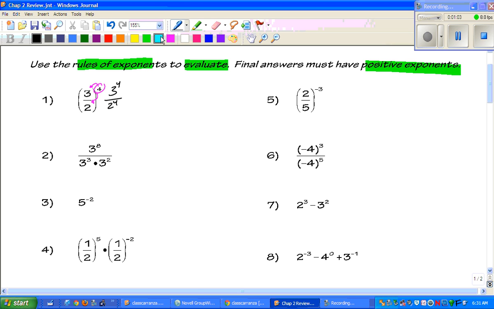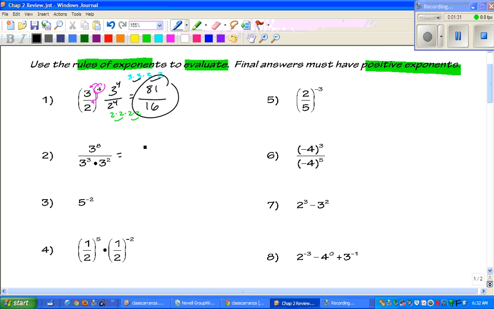So 3 to the 4th is really 3 times 3 times 3 times 3. And you can break that down to 9 times 9, and you get 81. Okay, 2 times 2 times 2 times 2, we should be able to do that in our heads. It ends up 4 and 4, and we get 16, and that's our final answer.